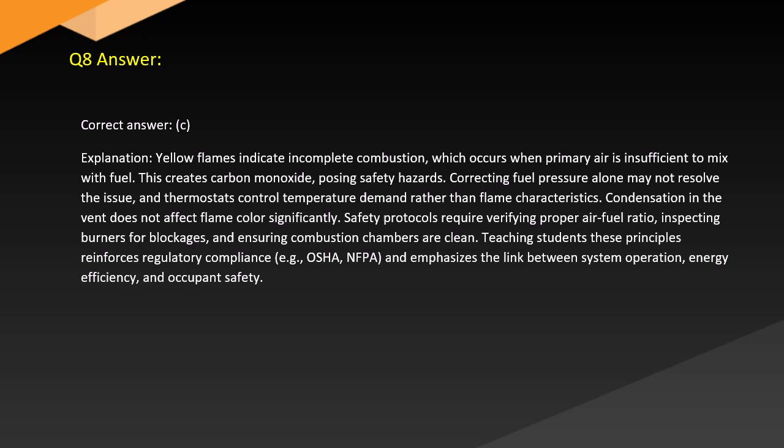Answer. Correct answer, A. Explanation. Yellow flames indicate incomplete combustion, which occurs when primary air is insufficient to mix with fuel. This creates carbon monoxide, posing safety hazards. Correcting fuel pressure alone may not resolve the issue, and thermostats control temperature demand rather than flame characteristics. Condensation in the vent does not affect flame color significantly.